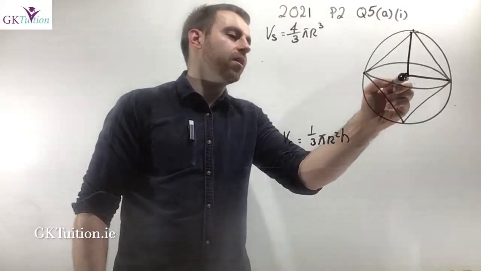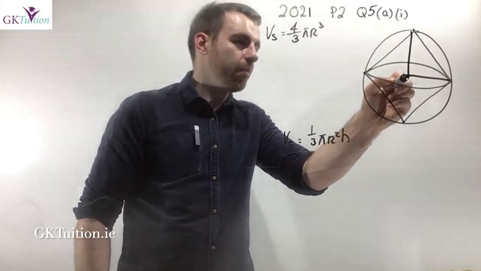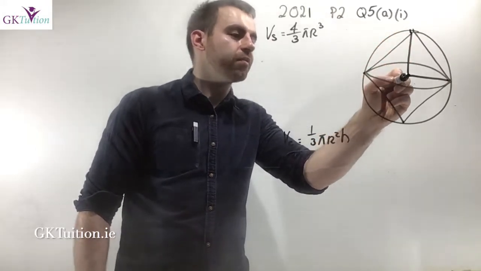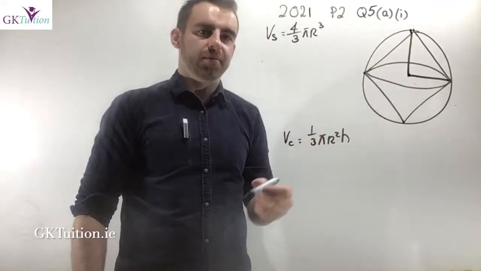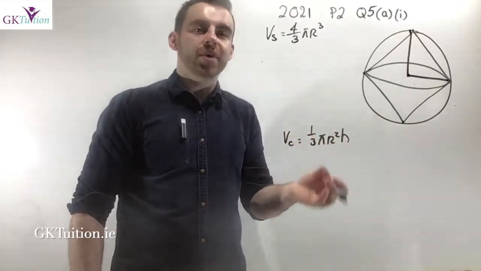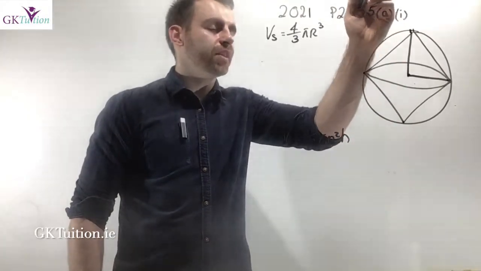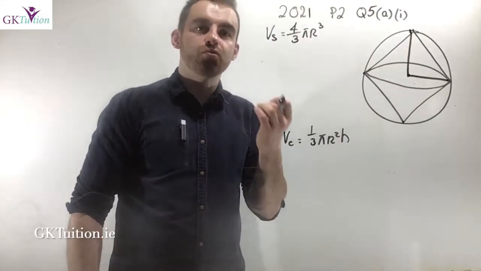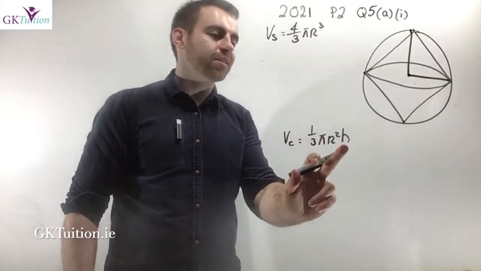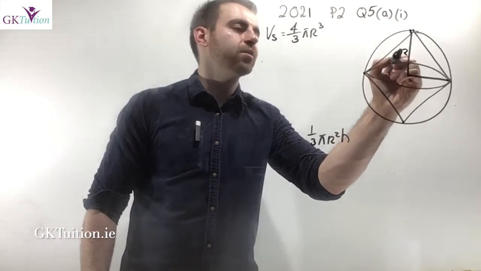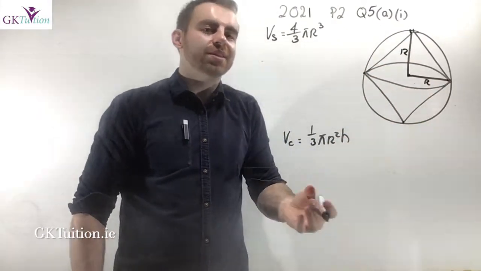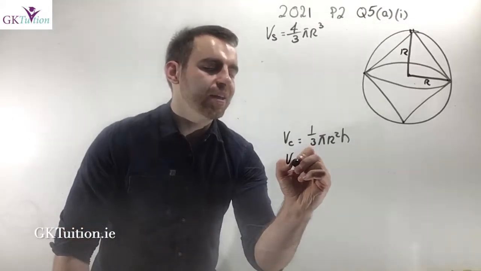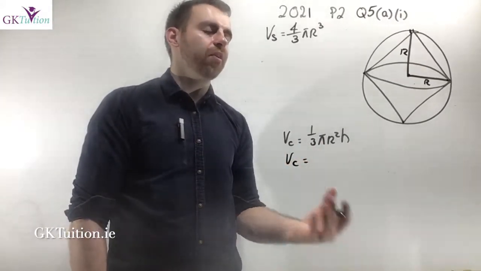But obviously, from the center of the base to the tip of the cone is also from the center of the sphere to the edge of the sphere. Or in other words, it's also a radius. So the height of this cone is the same as the radius of the cone, which is the same as the radius of the sphere. So in fact, we could refer to the height as r, where we originally said that r represents the radius of the sphere.